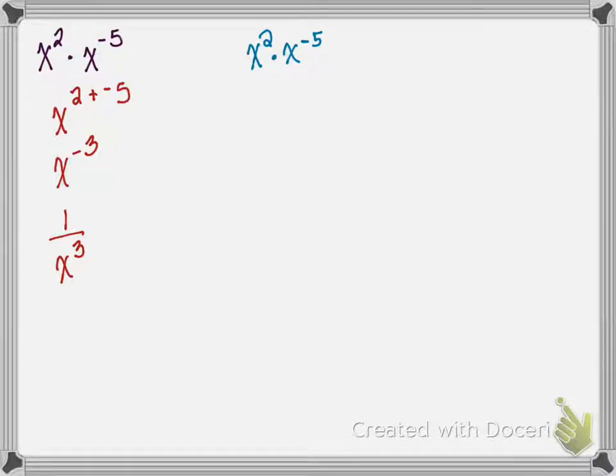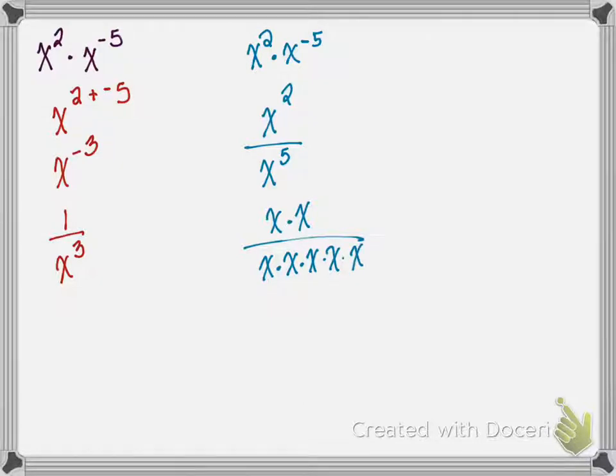I'm going to deal with that x to the negative 5th first. So I am going to move that x to the negative 5th to the denominator. So I'm going to say x squared over x to the 5th. What that means is x times x over x times x times x times x times x. If it's in the numerator and it's in the denominator, I can cancel it. And here I'm left with 1 over x to the 3rd. I get the same answer no matter which way I deal with it.